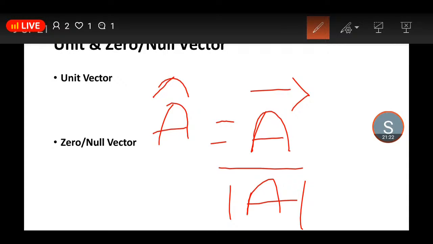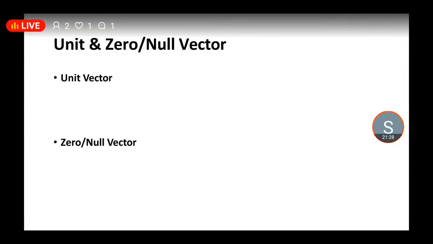And now we will talk about the zero vector or null vector. A vector whose magnitude is 0 is called null vector. The direction of null vector cannot be specified. It is denoted by 0 with an arrow above it. What does that mean? A vector whose magnitude is 0 is called null vector.